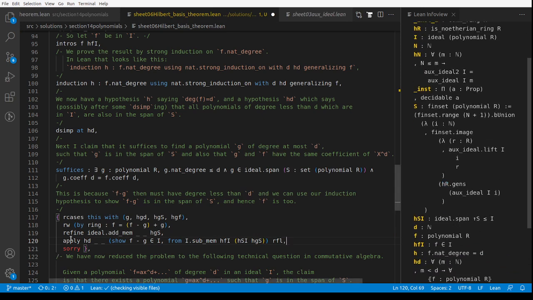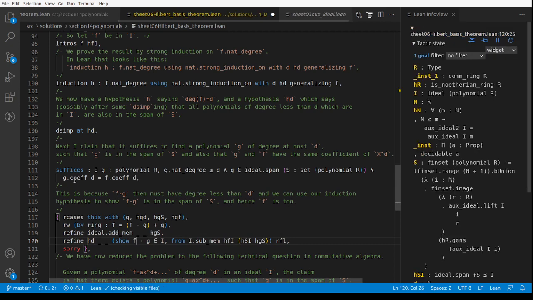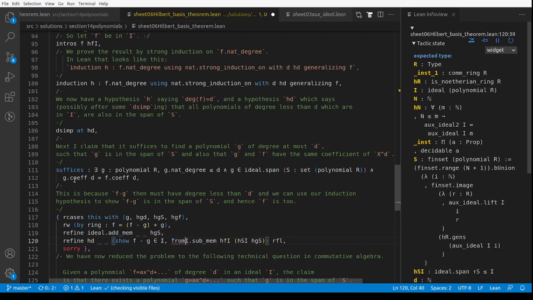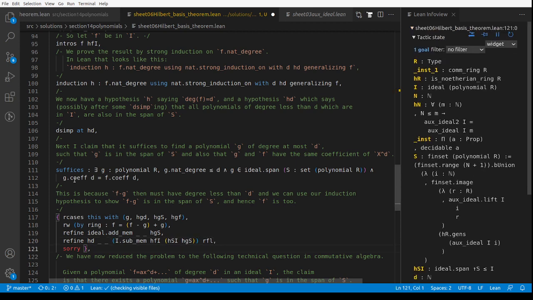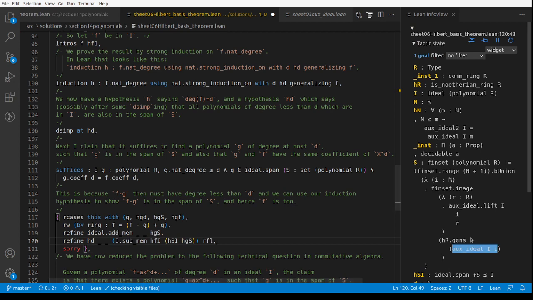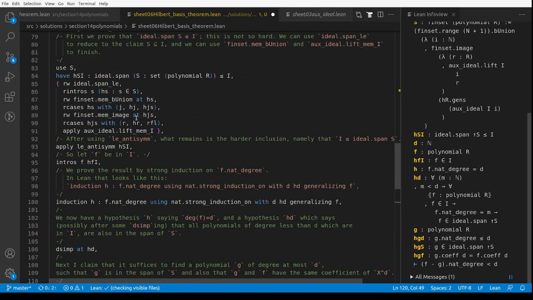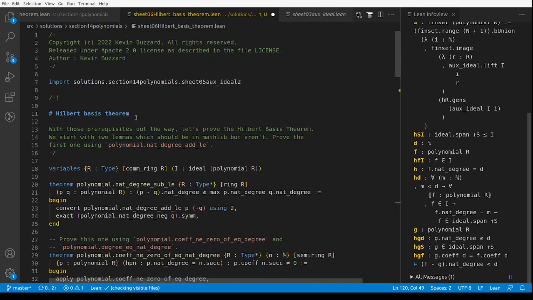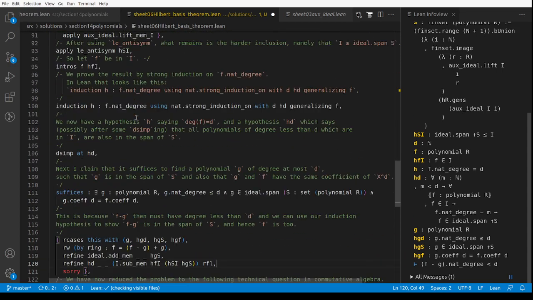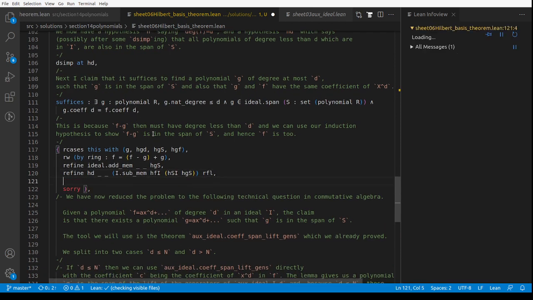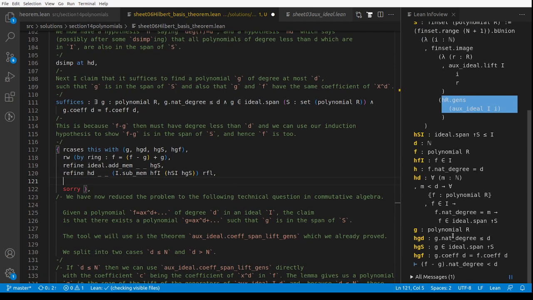I think that was a refine, and I should be able to delete this show from. I can just use the term directly. Wonderful. So now what have I got to do? I've got to prove that the degree of this thing is less than d, and that's going to be fiddly. Oh, or did I? Is that one of the things I just proved? I'm not sure that that's either of the things I just proved. How do I prove that the degree is less than d?